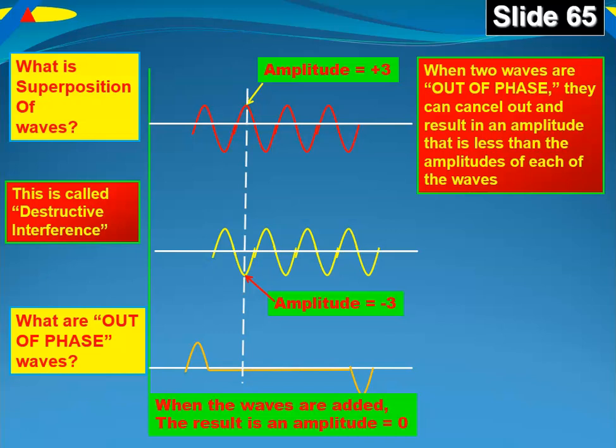So what happens when you add +3 and -3? You end up with 0. So look down there at the bottom. It says when you do that, the waves are added, the result of the amplitude is 0. So you'll notice that down there on that bottom graph, the line is flat, where those two waves are exactly canceling each other out.